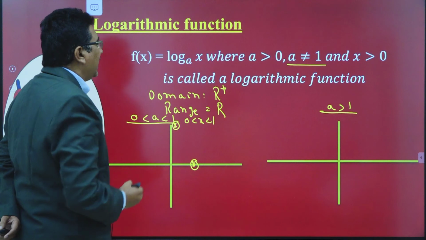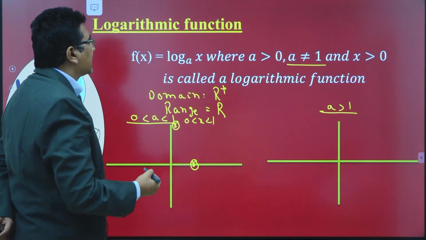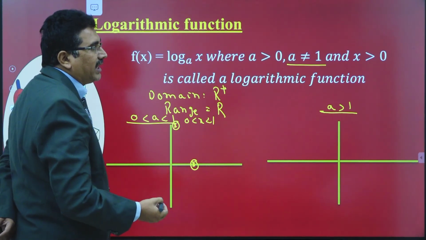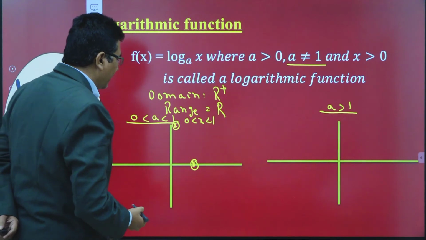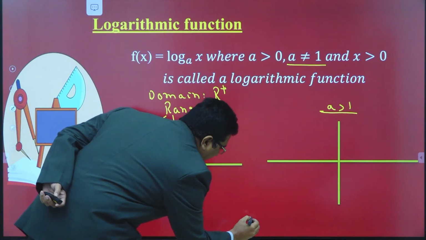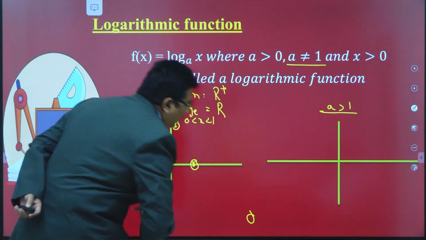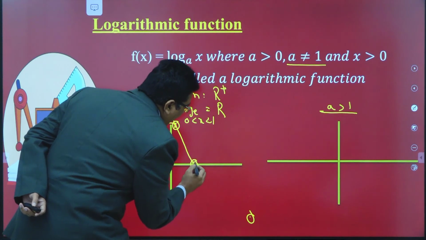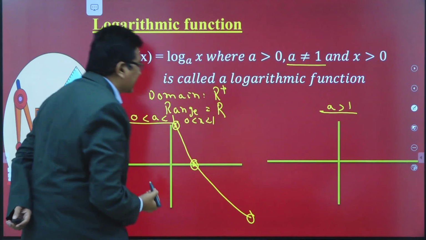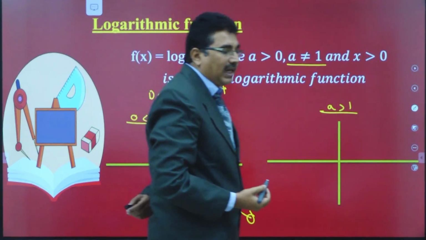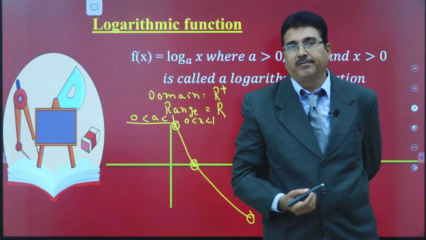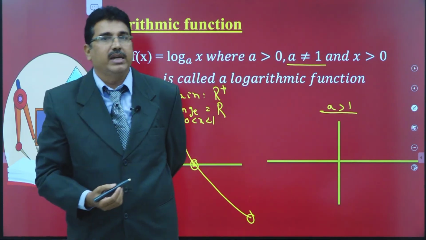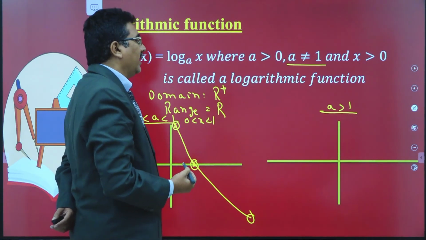Now x tending to infinity and a between 0 and 1, that is equal to minus infinity. Denote this. Now join these points. We get the graph of log x base a, where a lies between 0 and 1. Now draw the graph of log x base a, where a is greater than 1.